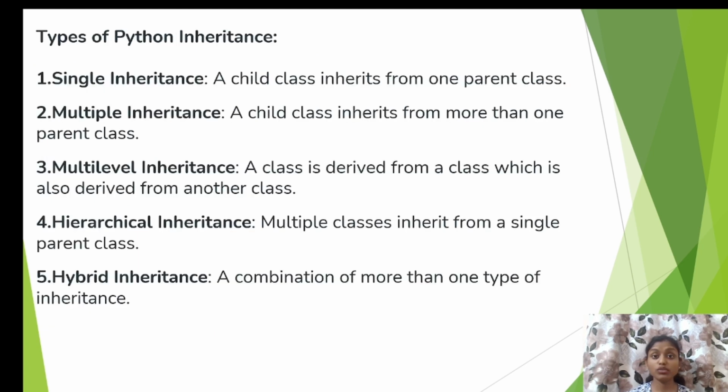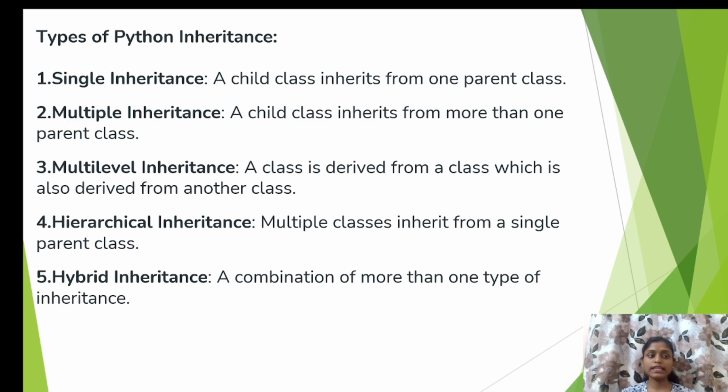And let us go into the types of inheritance in Python: single inheritance, multi-level inheritance, multiple inheritance, hierarchical inheritance, and hybrid inheritance. First, let's go with single inheritance. A child class inherits from the parent class. Simply, from the child class, the parent class will be inherited.